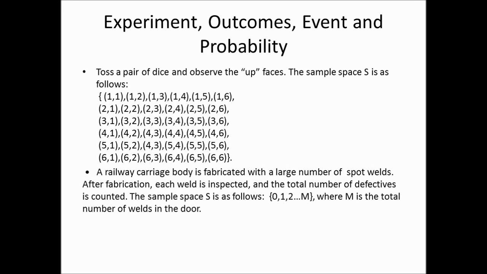Let's look at another experiment. Railway carriage body is fabricated with a large number of spot welds. After fabrication, we inspect each weld and the total number of defectives is counted. So the sample space is as follows. It consists of numbers 0, 1, 2, all the way to capital M, where M represents the total number of welds in the door.